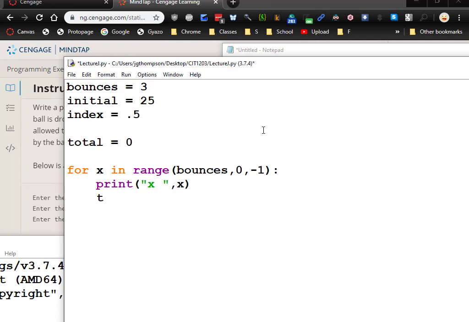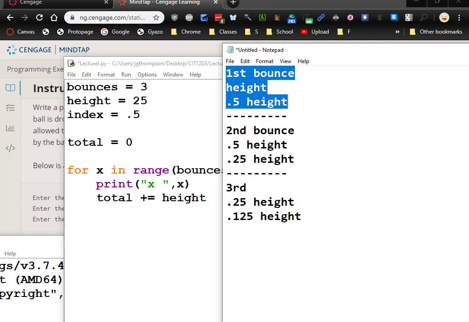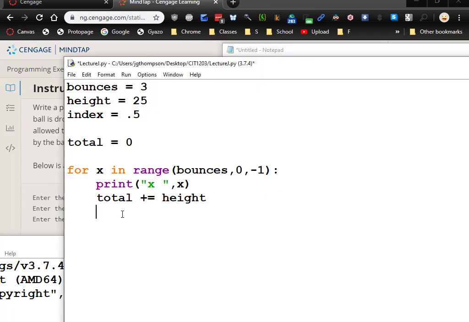But then we do total plus equals... I'm not really liking calling that initial. I'm just going to call that height. Total plus equals the height. And then we need to modify the height variable by the ratio, right? Because we add the complete amount first, and then we add the 50% version of it. So we're going to modify height by the percentage.